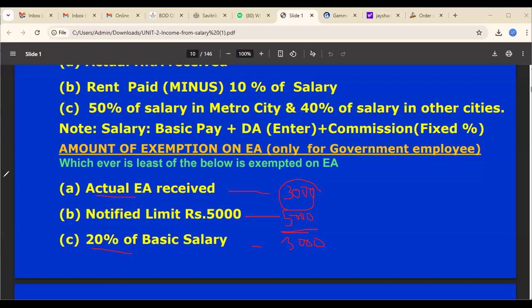Any doubt in this entertainment allowance? Let's move further.